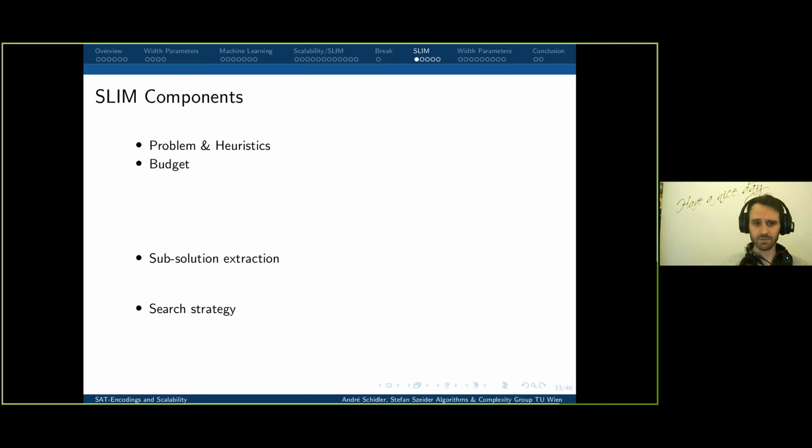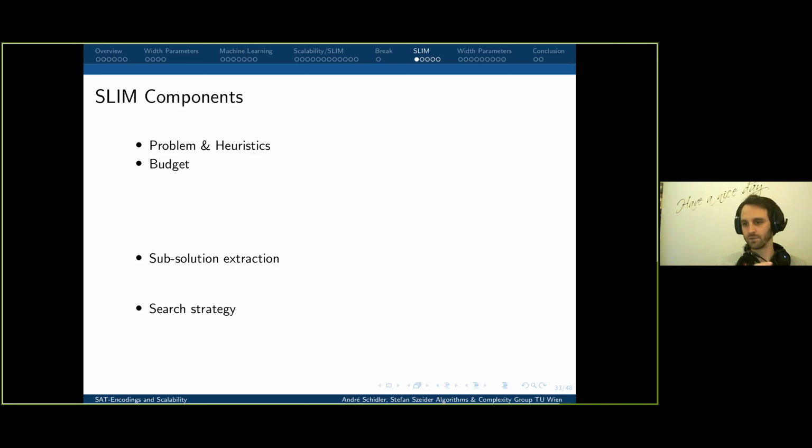You have a budget, so you want your sub-instances to be of a certain size. You don't want to spend forever in the SAT solver. You want to be within an expected time limit whenever you call the SAT solver. You need some way to extract the sub-solutions, and this also includes the different ways of how you construct the sub-solution, for example the sub-tree for decision trees. And finally, there are usually a lot of options for local improvement to look at.